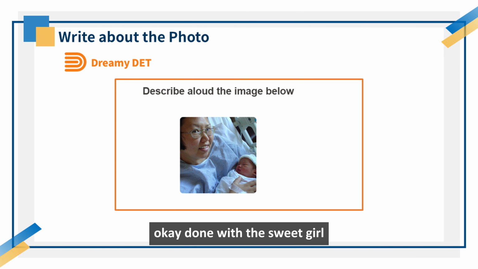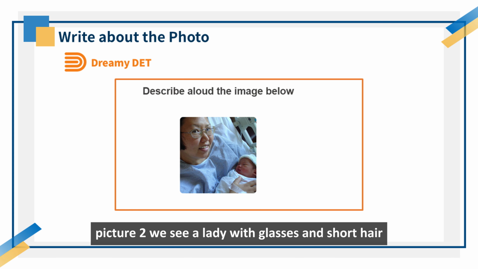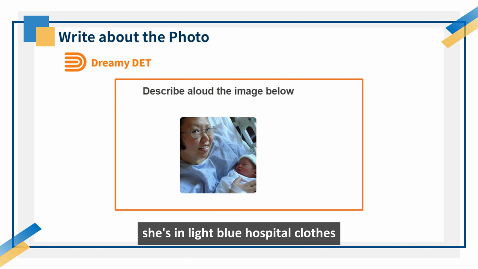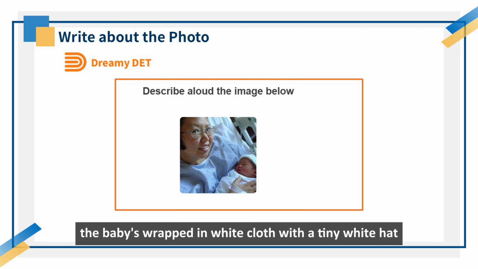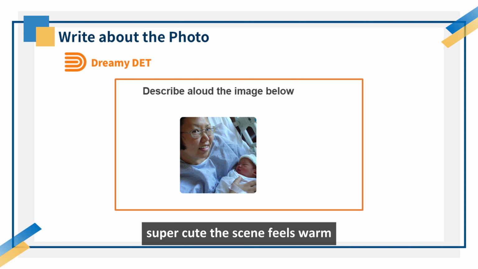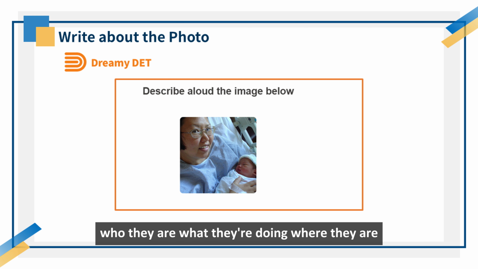Okay, done with the sweet girl. Let's change scenes. Picture 2. We see a lady with glasses and short hair. She's in light blue hospital clothes, lying on a hospital bed. She's holding a newborn baby. The baby's wrapped in white cloth with a tiny white hat. Super cute. The scene feels warm. Maybe a precious moment after birth. Try to describe it clearly. Who they are, what they're doing, where they are.